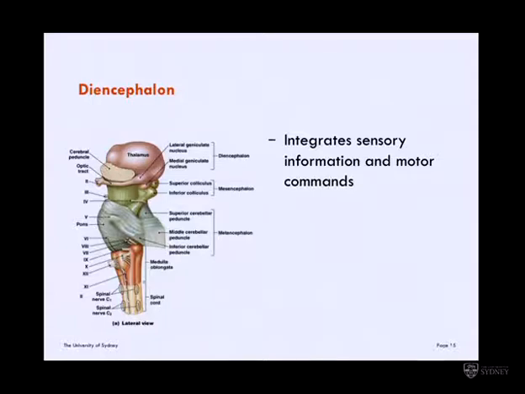And then, as I mentioned before, all the motor information from the cortex travels to the basal nuclei. From the basal nuclei, it goes through the thalamus back to the cortex. It does not go directly from the basal nuclei to the cortex. So the thalamus acts as a gating center, right? All the sensory information goes there, and the motor information goes there.